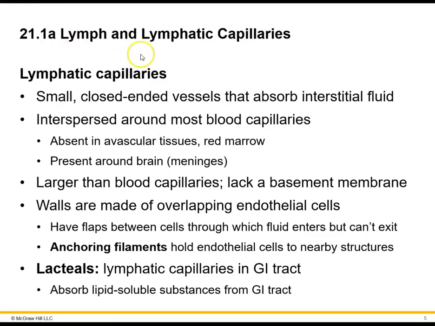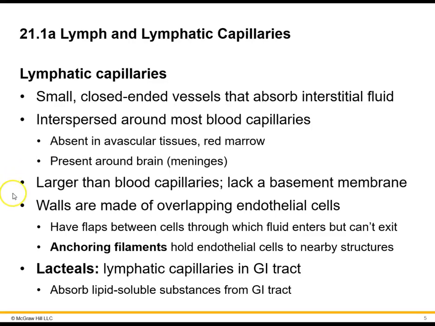Okay, what are the lymphatic capillaries? Well, these are small, closed-ended vessels that are absorbing the interstitial fluid. They're going to be interspersed around most of the body's capillaries. They're going to be absent in avascular tissues such as epithelial tissue and cartilage. They're also absent in the red bone marrow. They're present around the brain in the meninges.